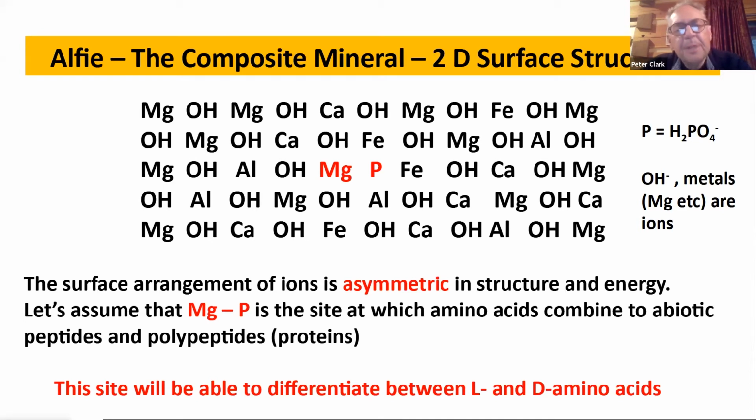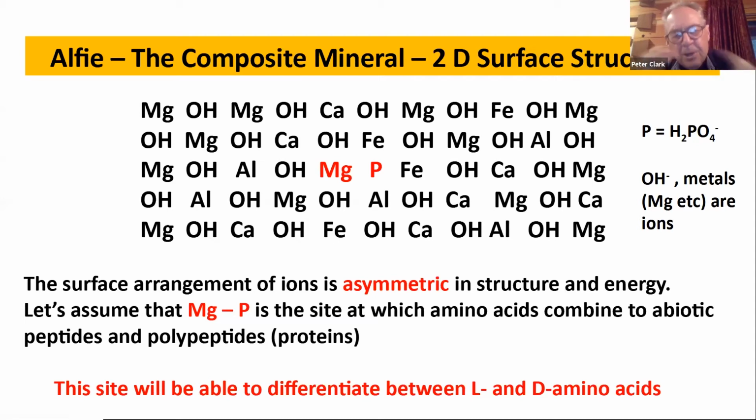So this surface arrangement of ions, all of these are charged species, is asymmetric in structure. And this is what you need for chiral objects such as our hands to distinguish. If my hand interacts with a glove, the left glove, then it fits perfectly. If I try to interact it with the right glove, it doesn't fit. Okay, so what you have then is a composite mineral which is asymmetric in structure, and it's asymmetric because of the abundance of the elements that are produced in stars and supernova.